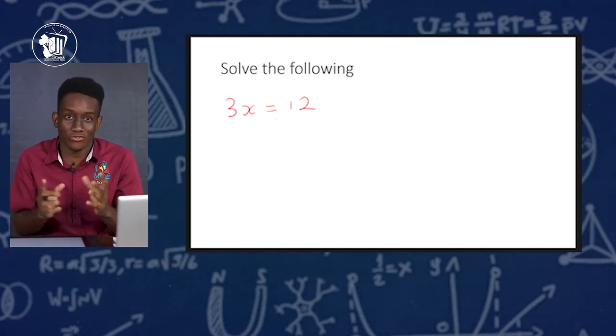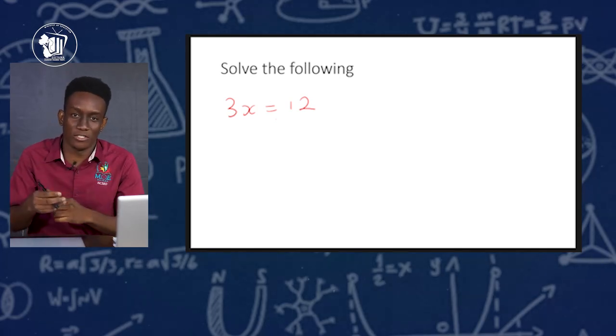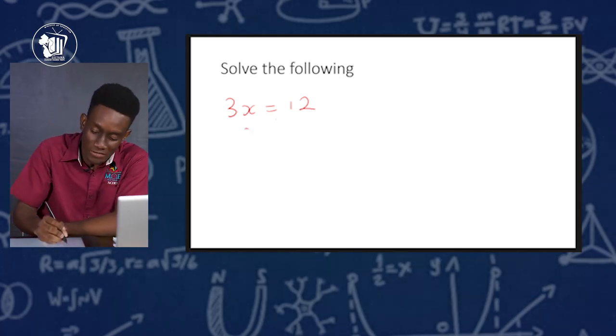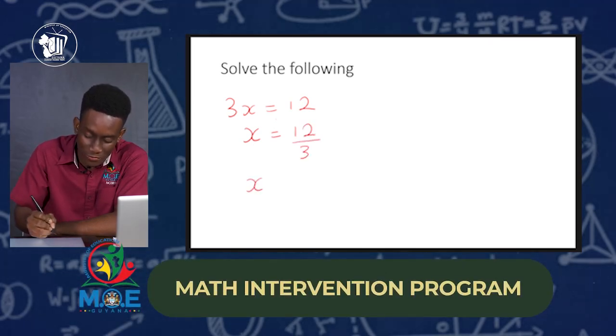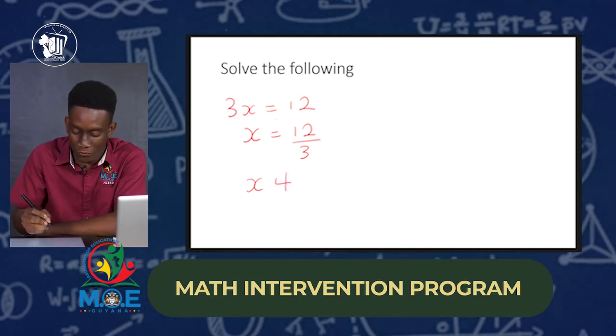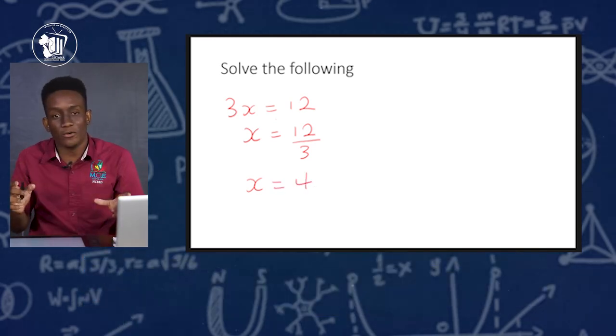So we take the 3 over the equal sign. The opposite of multiplication is division. So we'll have x is equal to 12 divided by 3. So x will therefore be equal to 12 divided by 3, which would give you 4. So the value of x is 4.